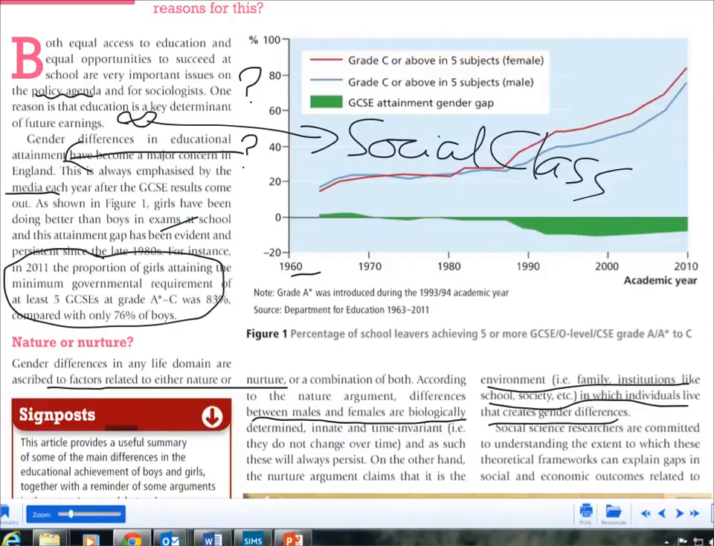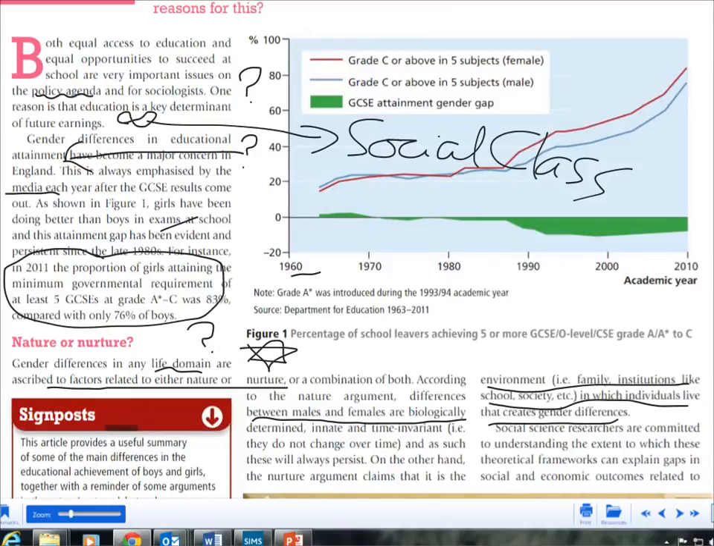Nature or nurture? Gender differences in any life domain, I'm going to do a question mark there, because I'm like, what's a life domain? This is a weird concept. Are ascribed to factors related to either nature or nurture, or a combination of both. So I'm going to do a star here, really bad star, sorry, because I think that's a really important argument and a debate to get into.